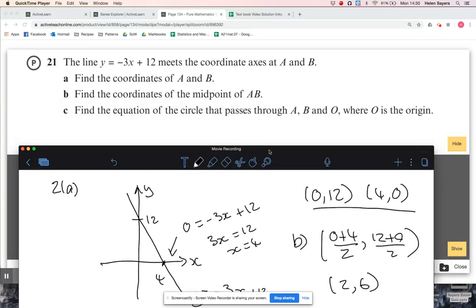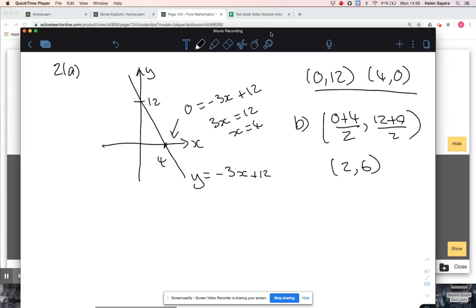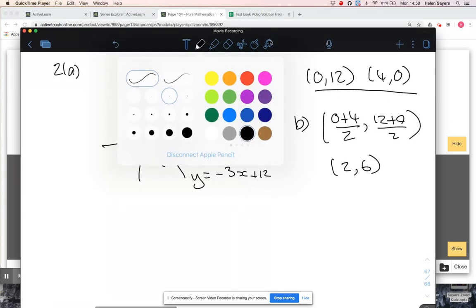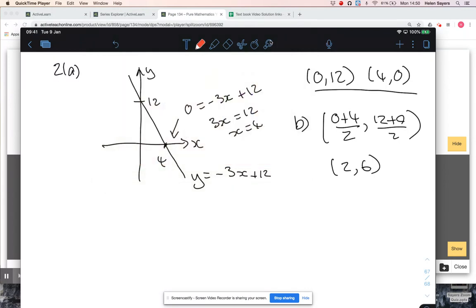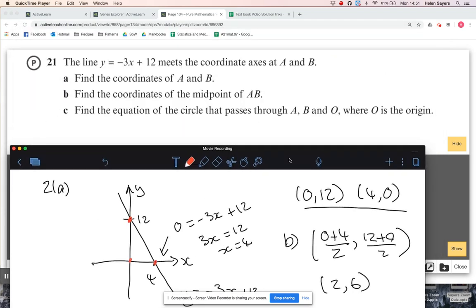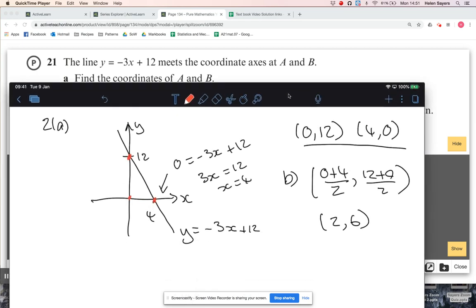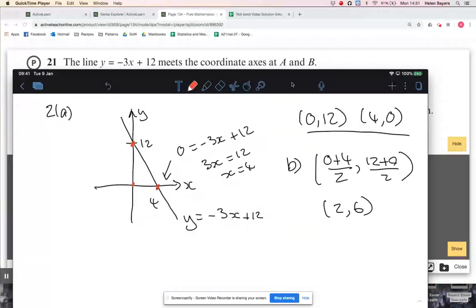And the equation of a circle that passes through A, B, and O, where O is the origin. Okay, so that's going to look something like, apologies for this terrible sketch. It basically needs to go through those 3 points. Hang on, is that right? The circle that passes through A, B, and O, where O is the origin. Okay, well, I can't quite picture what that's going to look like, so we'll come back to that.